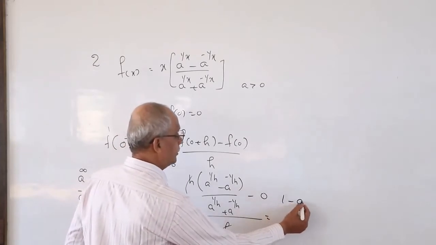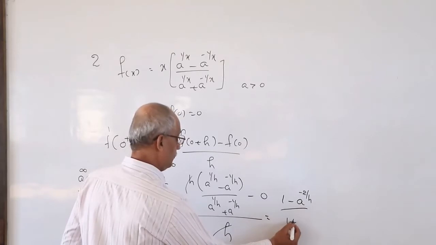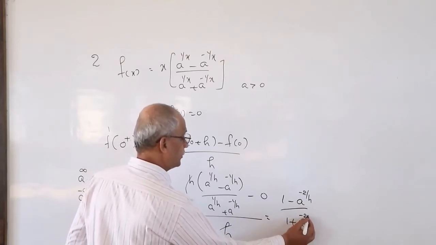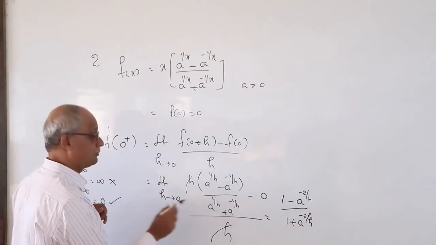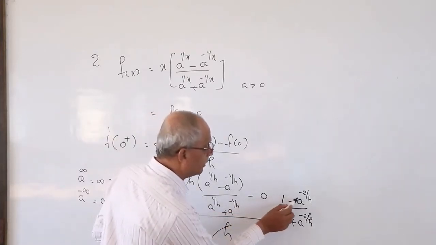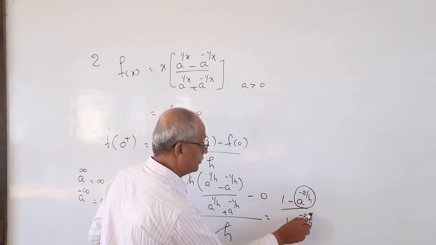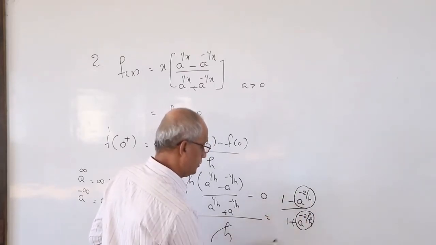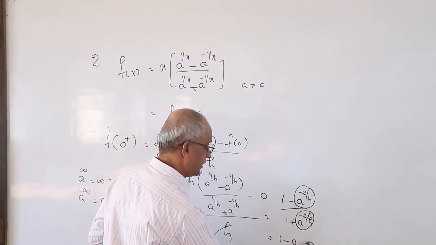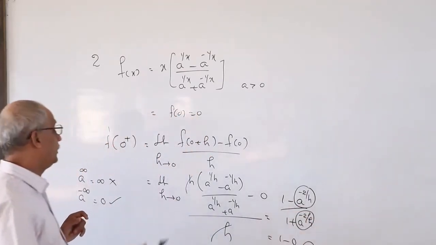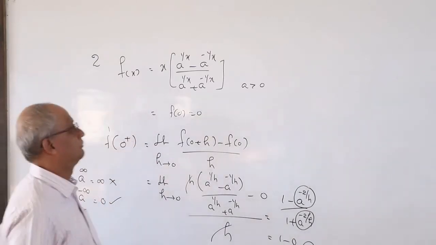We get 1 minus a power minus 2 by h over 1 plus a power minus 2 by h. Now you see, as h goes to 0, 1 by 0 is infinity, and a power minus infinity is 0. This is also 0. So it is 1 minus 0 by 1 plus 0. The answer is finally 1, which is called the right hand derivative of the function about the origin.